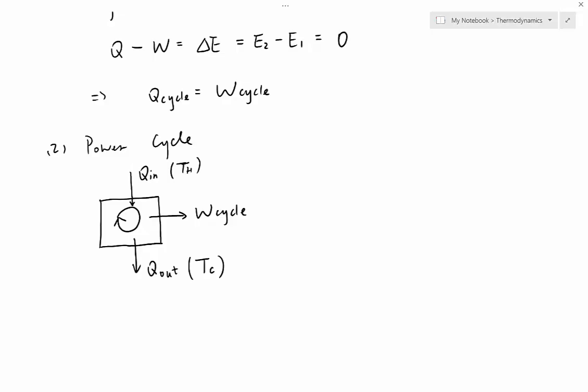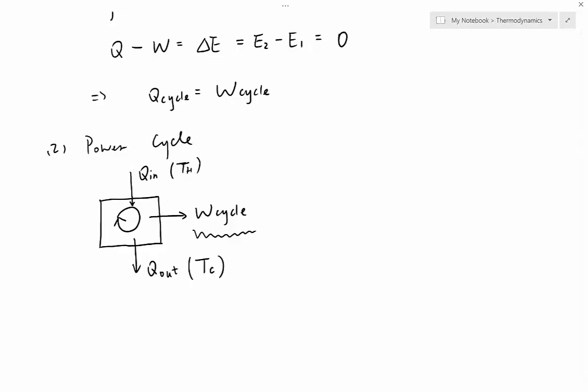And remember, the reason why we call it a power cycle is because the purpose of this cycle is to generate work. So out of the three parameters, which one is the purpose? Yes, this one, W cycle. W cycle is the purpose of the cycle.